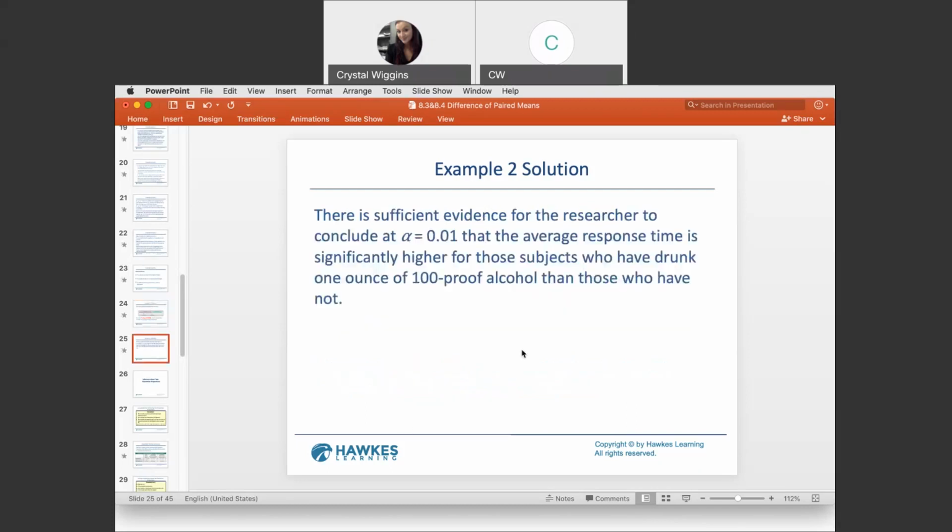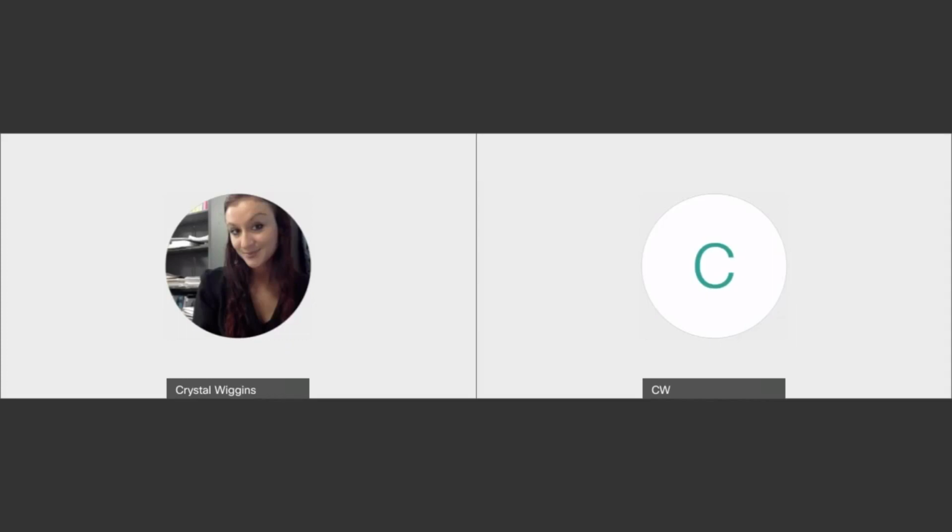So there's sufficient evidence for the researcher to conclude that the average response time is significantly higher for those subjects who have drunk 1 ounce of 100 proof alcohol than those who have not. Interesting. Because we just calculated the opposite of that and stated that there is, oh, you know what? That's my fault. Because I switched the variables, the conclusion is not the same. Hold on, let me go back through and do it correctly this time.